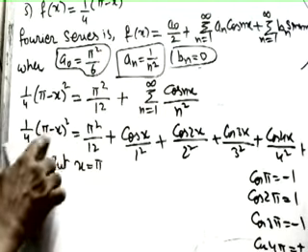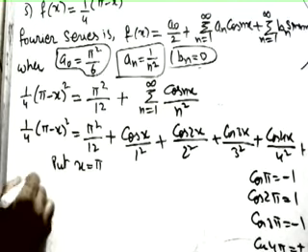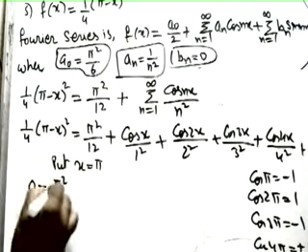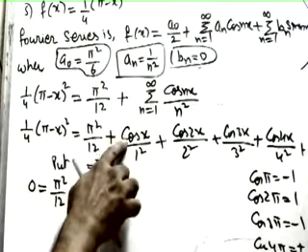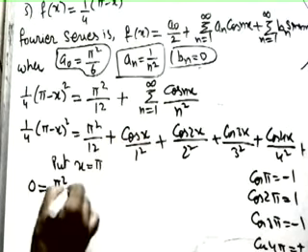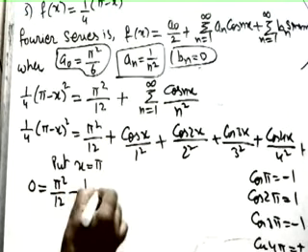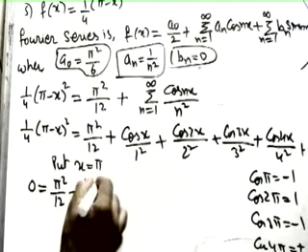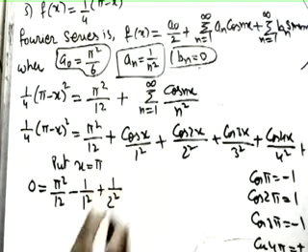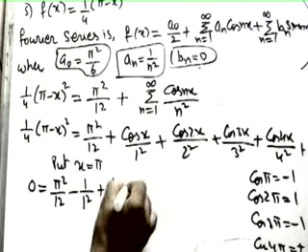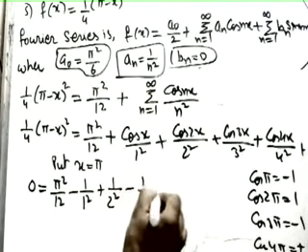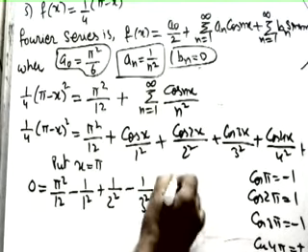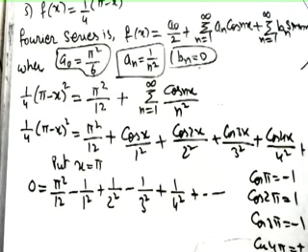Now if you keep x here as pi, this will become pi minus pi, 0. 0 square into a number is 0. So you get pi square by 12. If we keep pi here, cos pi will be minus 1, so this will become minus 1 by 1 square. Cos 2 pi will be plus 1, so plus 1 by 2 square. Cos 3 pi is minus 1, so minus 1 by 3 square. Plus cos 4 pi is plus 1, so 1 by 4 square.